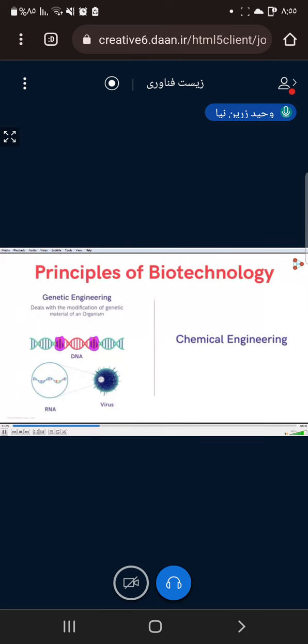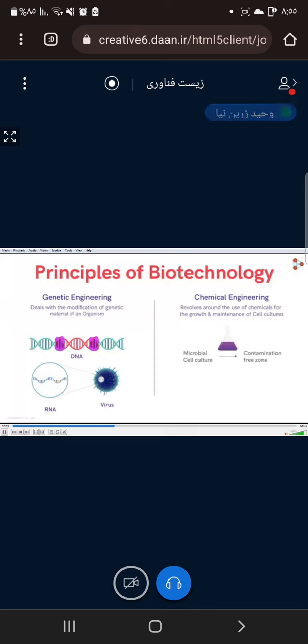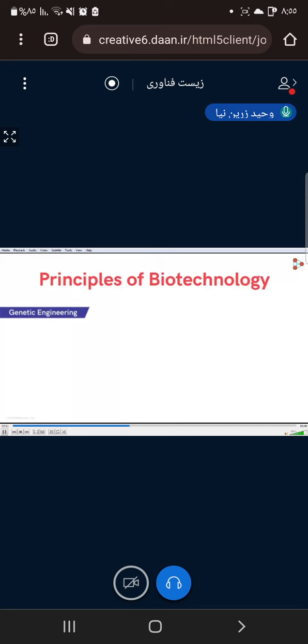Moving ahead with the next principle, which is chemical engineering. The name itself suggests that it revolves around the use of chemicals for the growth and the maintenance of cell cultures. For this, desired eukaryotic or microbial cell cultures are stored in a contamination-free zone. Further, these cell cultures are used for the production of vaccines, antibodies, enzymes, and various other useful products. We will learn about chemical engineering in the upcoming videos. For now, let's just discuss in detail about genetic engineering.